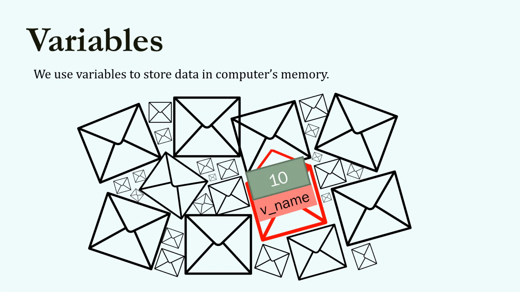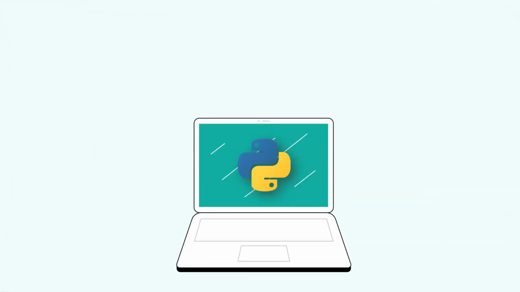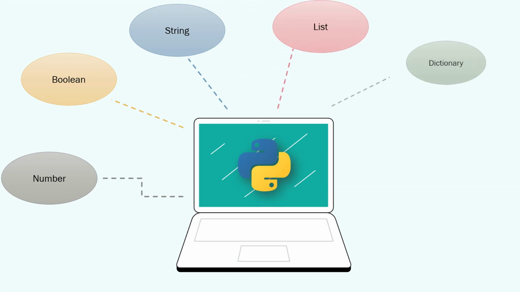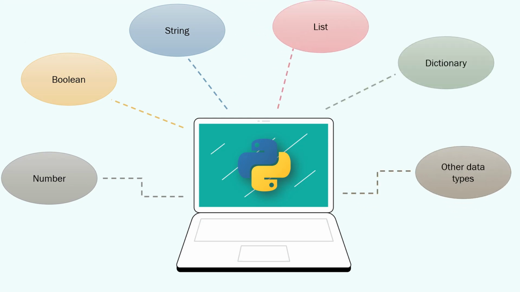So, in technical terms, the variable we define is just a label to that memory location. We can use this label or variable anywhere in our program to get access to that memory location and the data stored there. Now, what kind of data can we store in the computer's memory? Well, we can store any type of data in a variable, ranging from number, boolean, string to dictionary, lists, etc. You will learn about different data types in the upcoming videos.